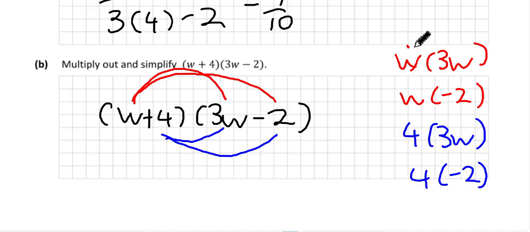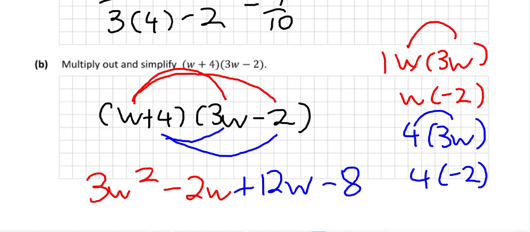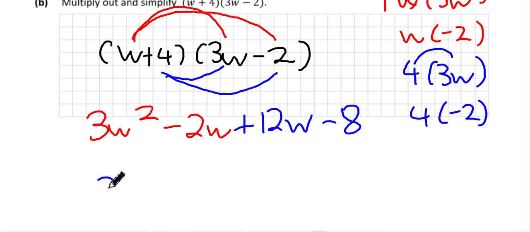Now what happens when we multiply w by 3w? We're not adding them, we're multiplying. 3w squared. What's w times minus 2? Okay. And then 4 times 3w? No. 12w when you multiply them. 4 times minus 2? Minus 8 when you multiply them. Now, 3w squared, there's no other w squareds, is there? And then what's minus 2 plus 12?